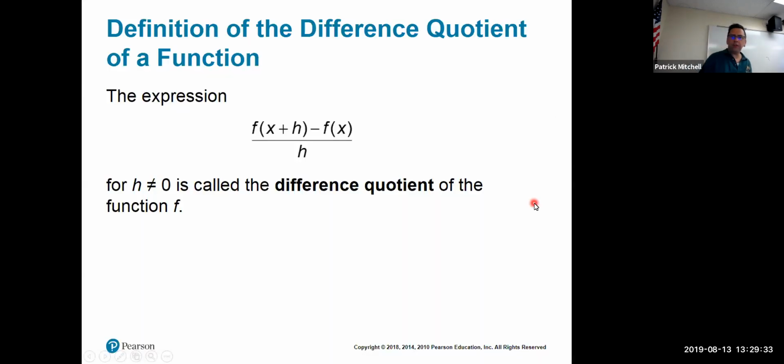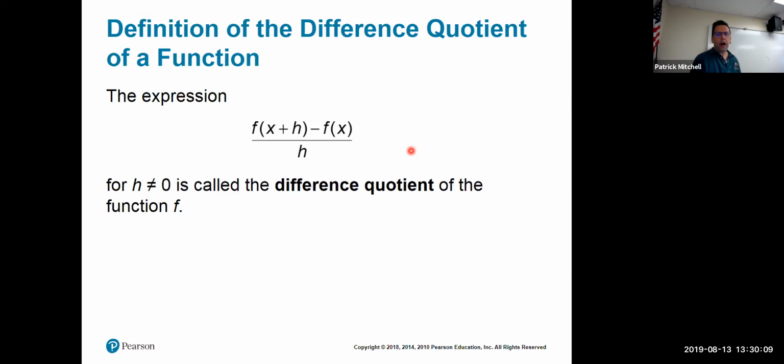Okay, and that brings us to difference quotient. This is a very important concept in Calc 1. Actually, throughout all of calculus. But Calc 1 is really where we kind of beat you over the head with it. So this expression, f at x plus h minus f of x all over h, that is called the difference quotient of the function f. It has a little bit to do with slope, believe it or not. Okay, and you'll probably hear all about that in either your pre-calc or your Calc 1 class.